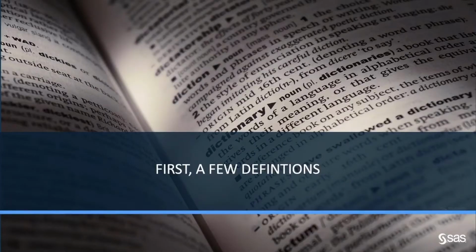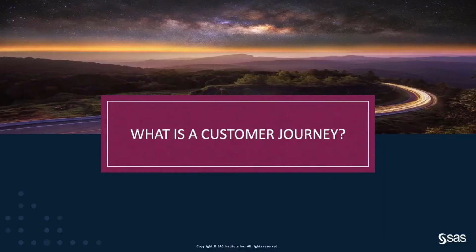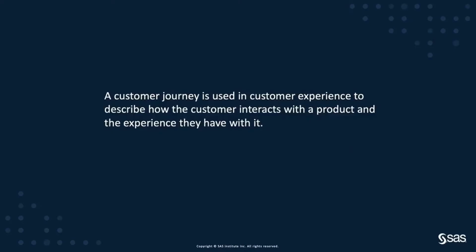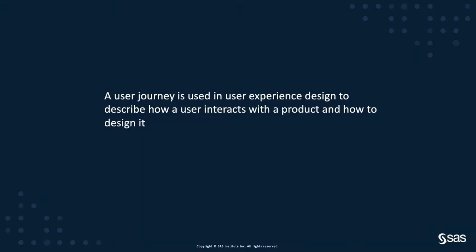Before we go into the details, I'd like to go over a few definitions. Some of you may already be aware of these, but it's good to level set for the sake of this presentation. What is a customer journey? A customer journey is used in customer experience to describe how the customer interacts with a product and the experience they have with it. A side note to differentiate: a user journey is used in user experience design to describe how a user interacts with the product and how to design it.